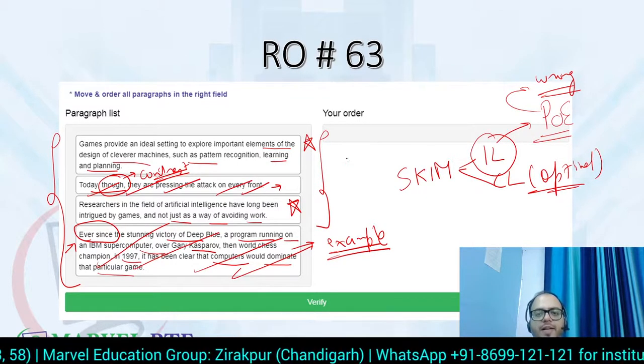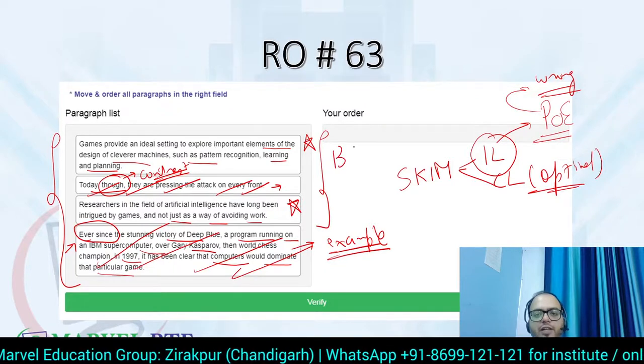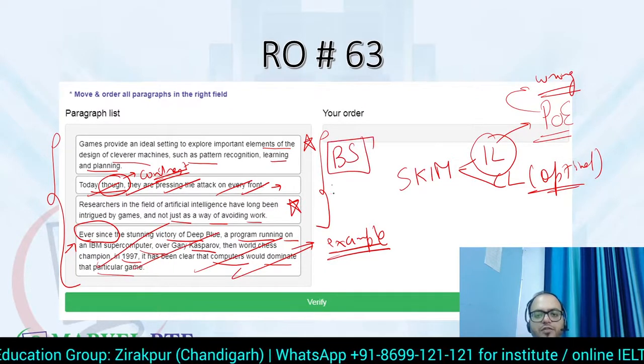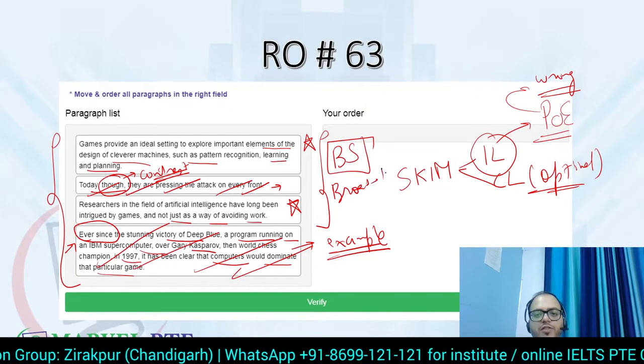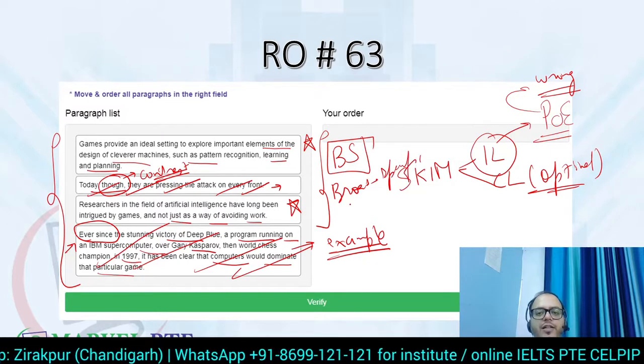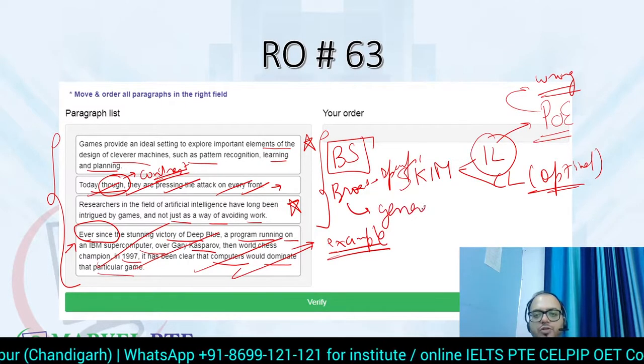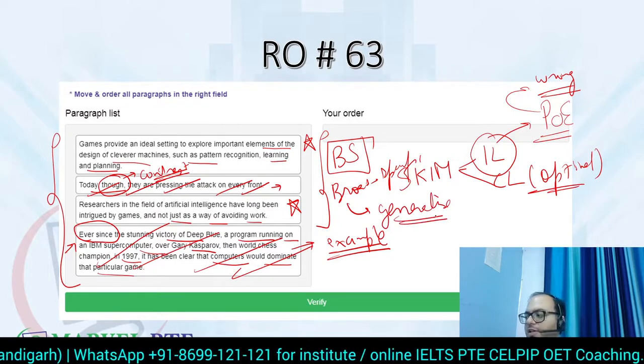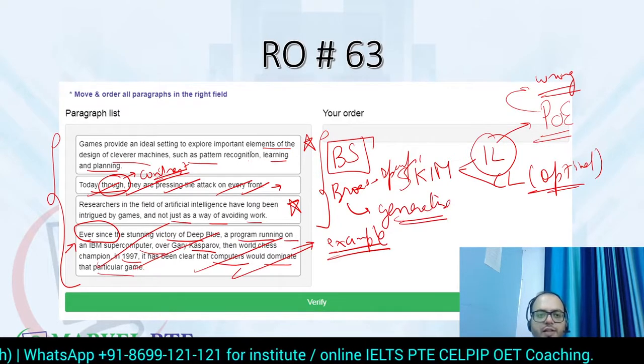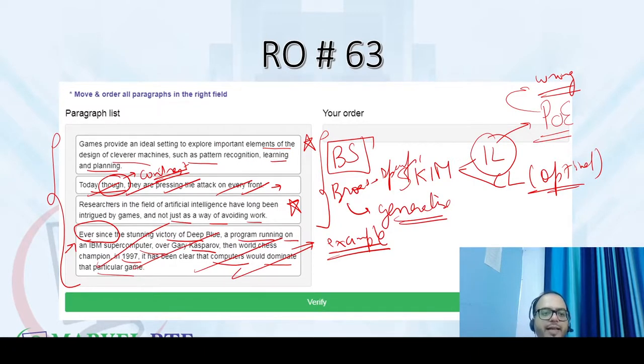Now, when we have more than one independent line, we apply our BS strategy, which is the broad to specific strategy. So the line that is more generic, more generalized, right, that line can be selected as our independent line. So now you see here, games, and here the talk is about researchers in the field of AI have long been intrigued by games.